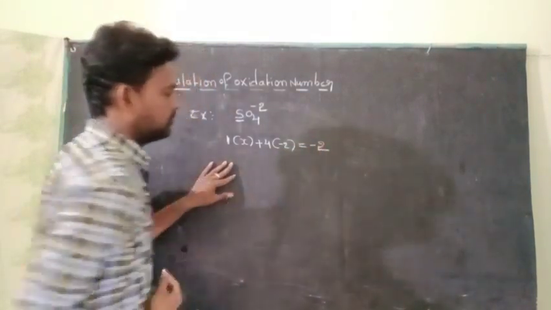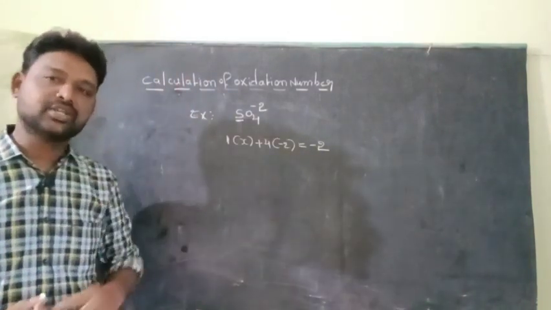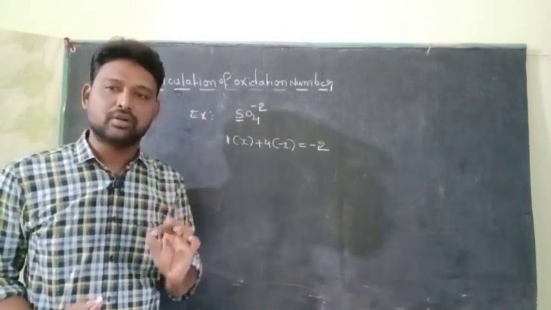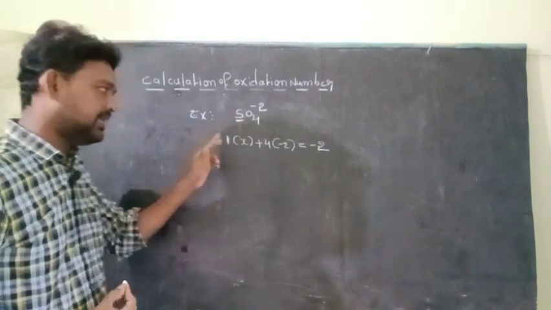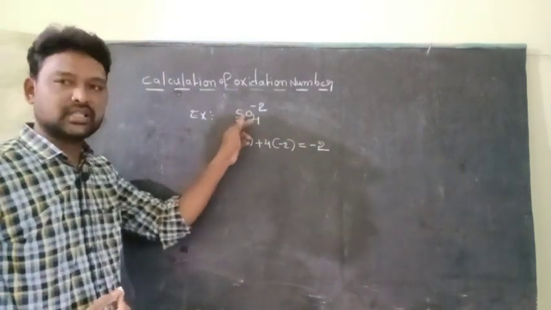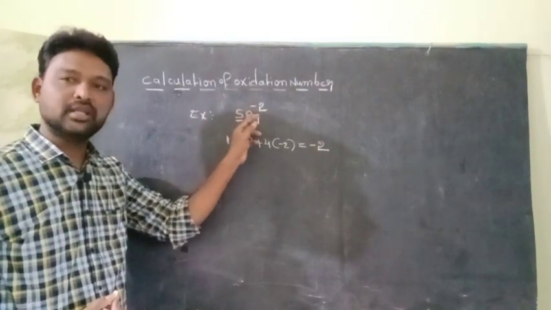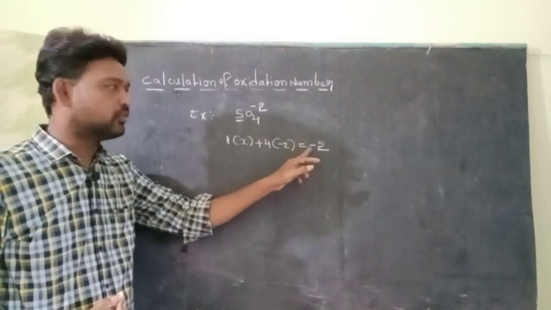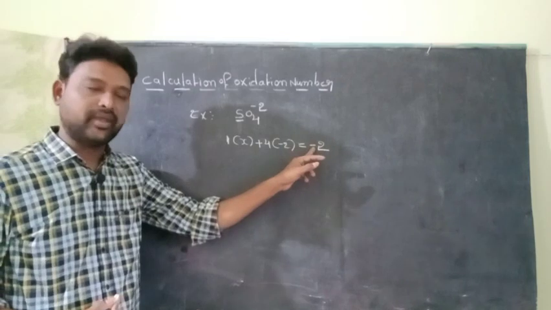So minus 2. In the before example, there is no charge on the compound. That's why we can write 0 after the equal to. But here this is not a compound, this is nothing but a compound ion, because a charge is present. So that's why after the equal to we write the charge number. This is a very important point.